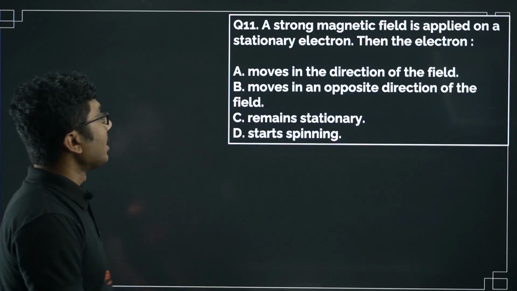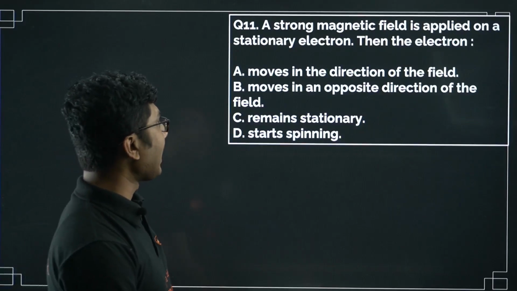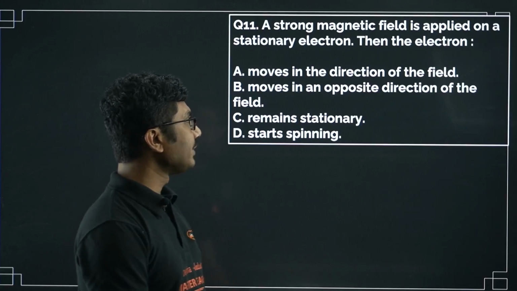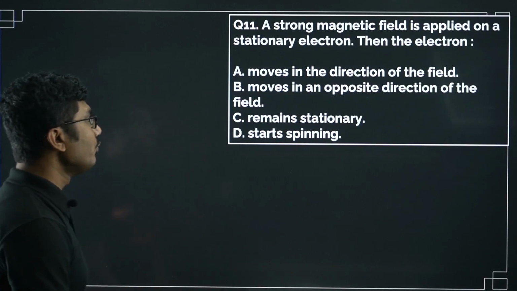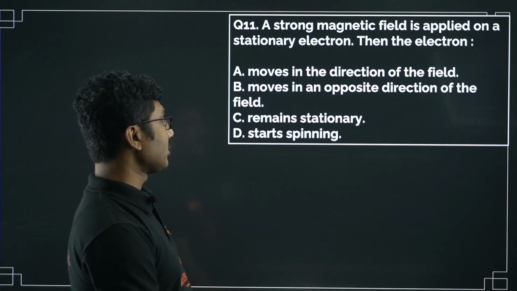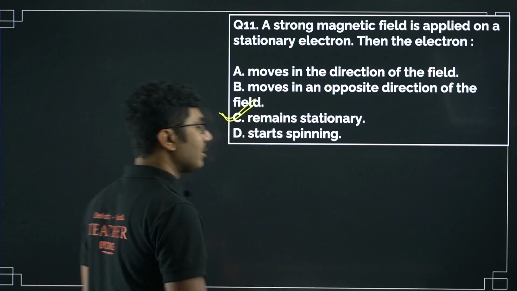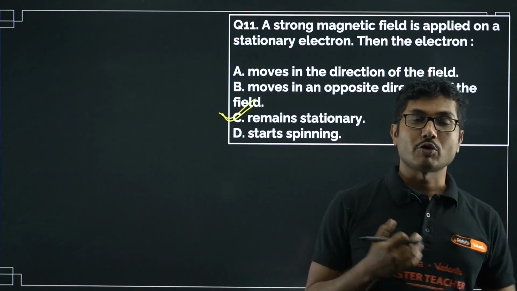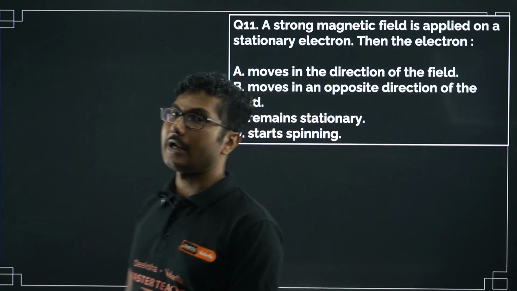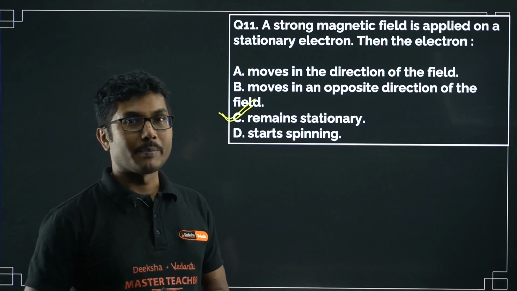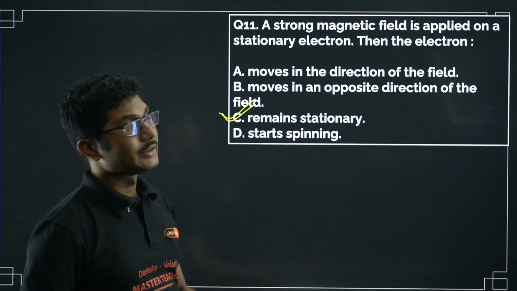Now, a strong magnetic field is applied on one stationary electron, then the electron moves in the direction of the field, moves in an opposite direction of the field, remains stationary, or starts spinning. It remains stationary because magnetic force acts only on a moving charge, it does not act on a stationary charge. So no matter how strong a magnetic field you apply, the charge will remain static.